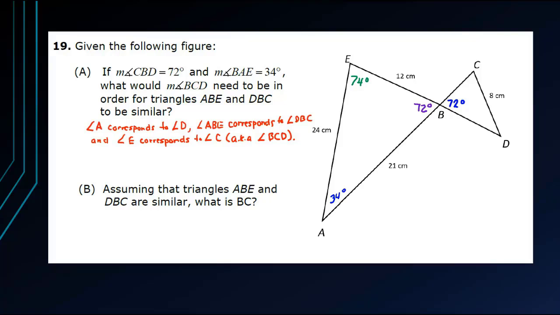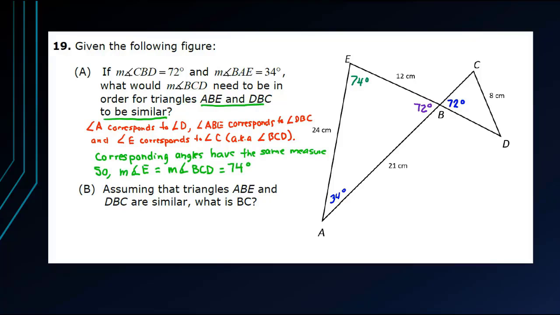Based on the way they're being named, angle A is supposed to correspond to angle D. Angle B is supposed to correspond to angle B, basically the middle, and angle E is supposed to correspond to angle C. So when you're asked what the measure of angle BCD needs to be, BCD should be the same measurement as angle E, so this needs to be 74 degrees for them to have the same measurement, which means that angle D should be the 34-degree angle in that smaller triangle.